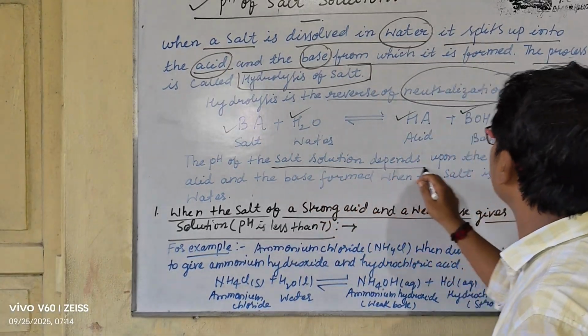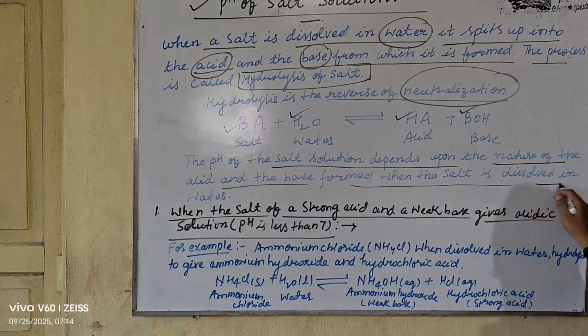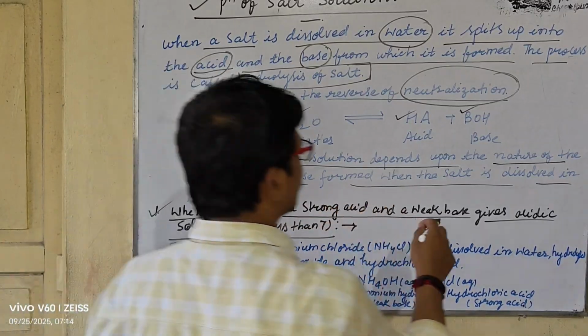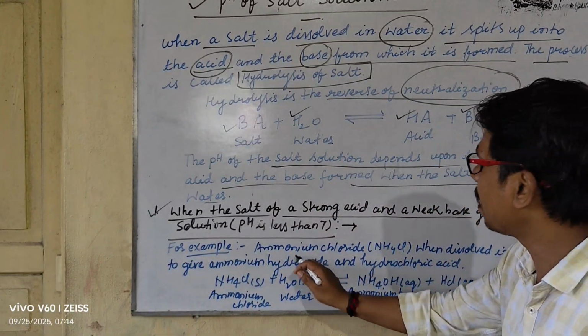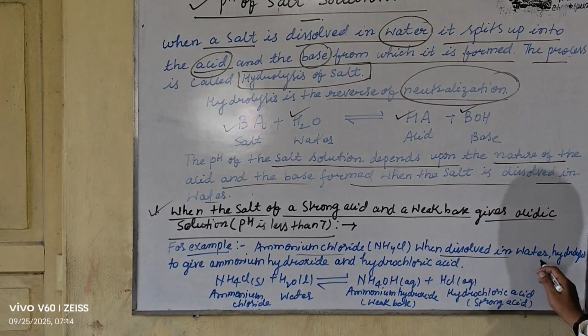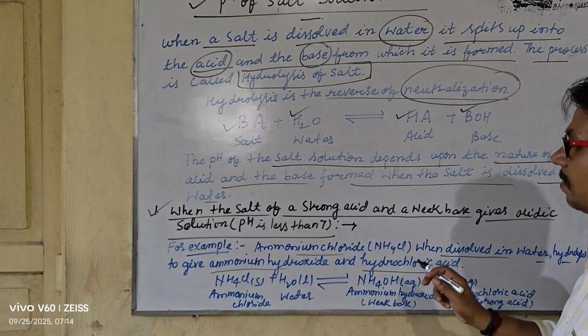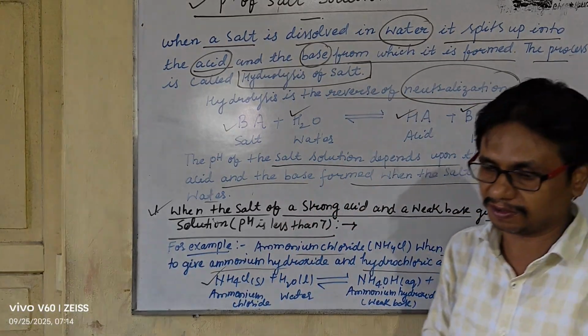The pH of the salt solution depends upon the nature of the acid and the base formed when the salt is dissolved in water. The salt of a strong acid and a weak base gives an acidic solution, pH is less than 7. For example, ammonium chloride when dissolved in water hydrolyses to give ammonium hydroxide and hydrochloric acid. This is all about the pH of salt solution.